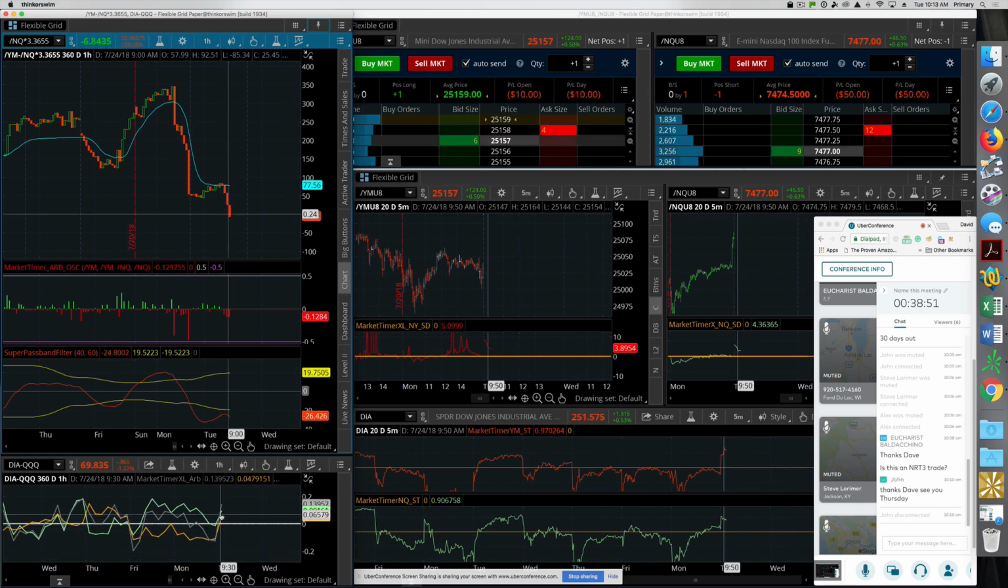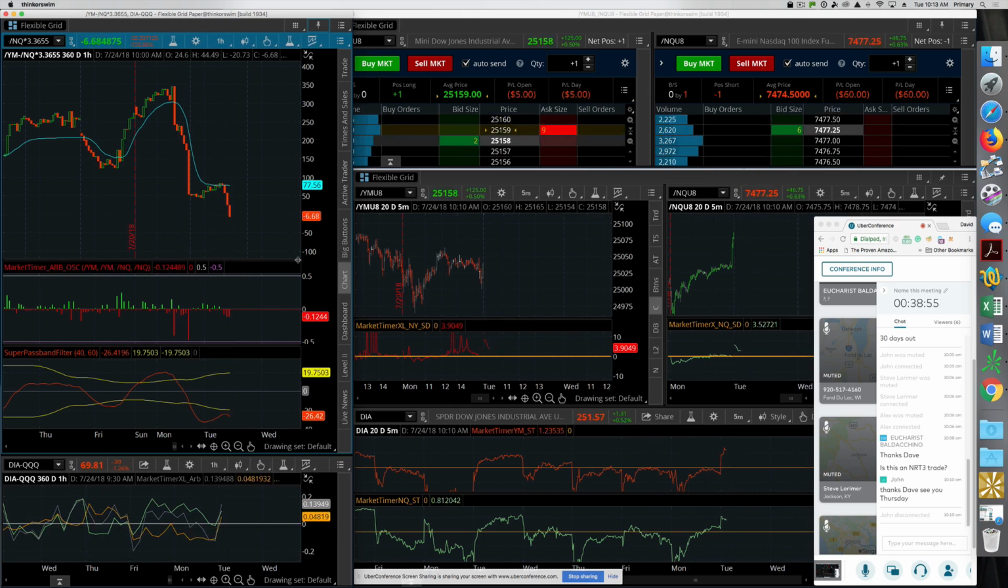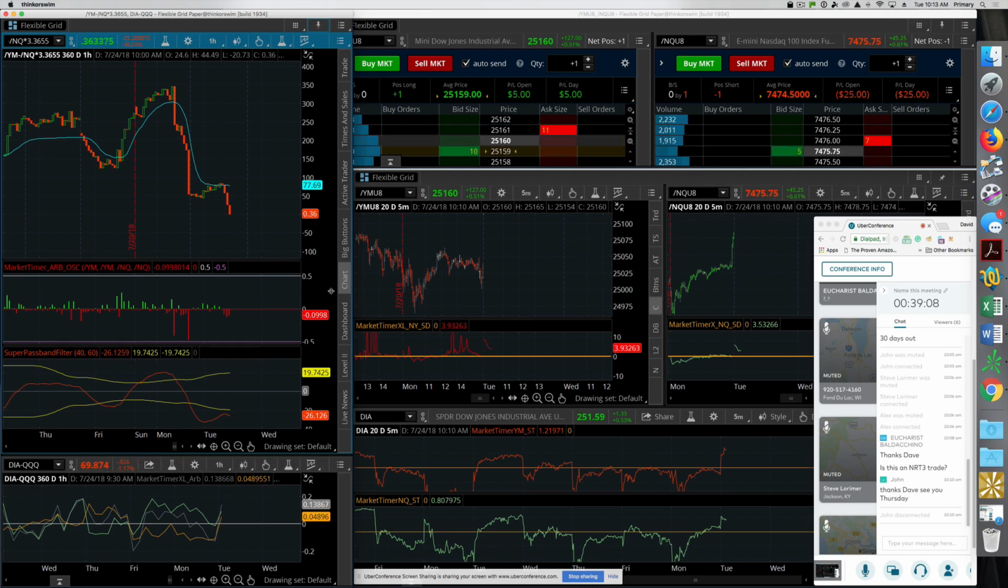So all my indicators, the arbitrage script is still saying that we should be going higher here. So let's see where this is going to bottom out. Anybody else have any other questions? Anything about trading in general?